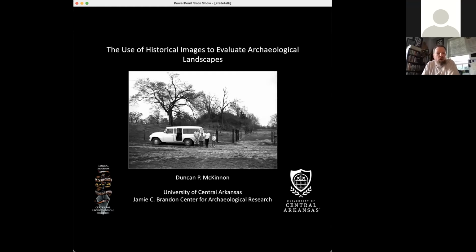So as Marilyn mentioned, we're going to talk about the use of historical images to evaluate archaeological landscapes. So it's going to be kind of a picture show, if you will, looking at how the use of historical images can be used to inform interpretations of landscape and landscape change at different scales.